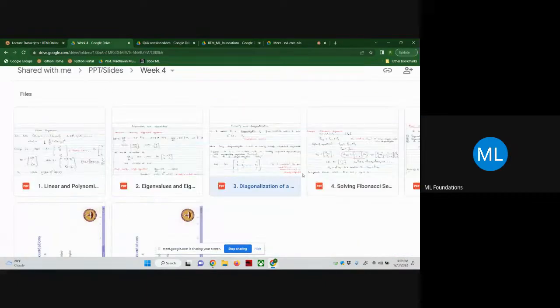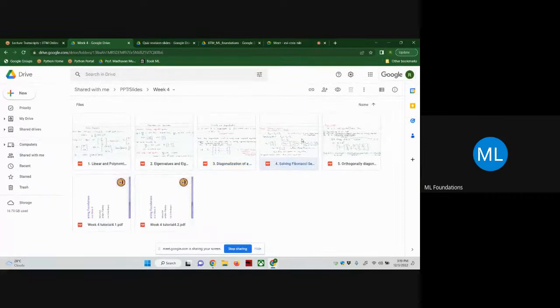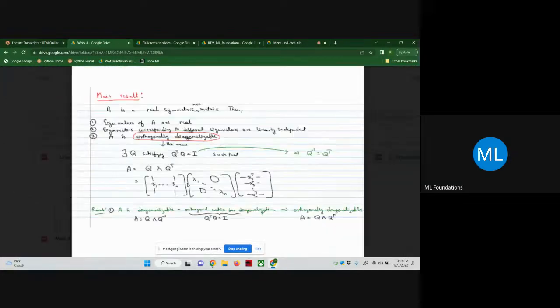Okay, yes, sir. So solving the Fibonacci series, we'll not be looking into it because that is just a specific use case of it. We'll not be asking questions on it. So we'll directly move on to orthogonal diagonalization.